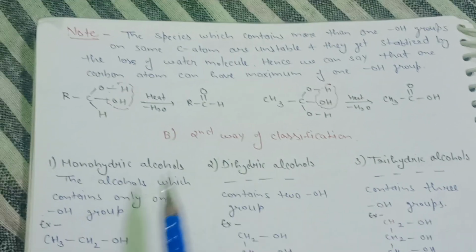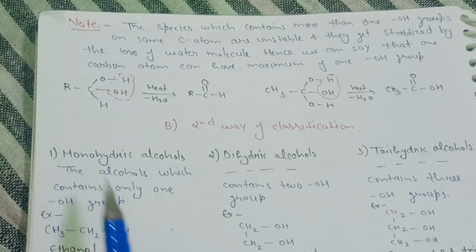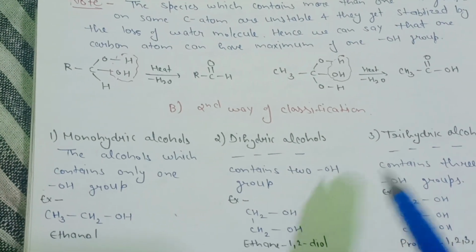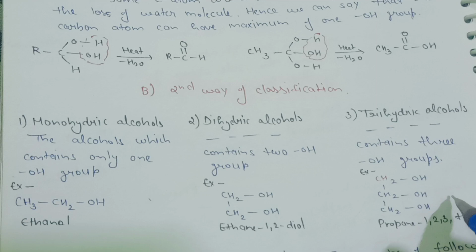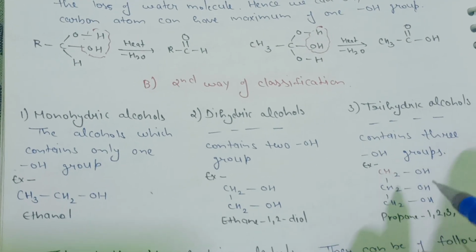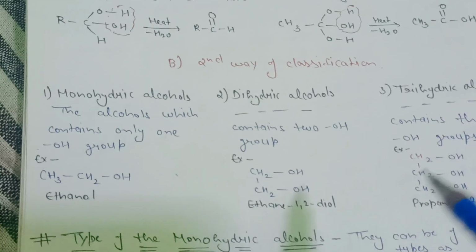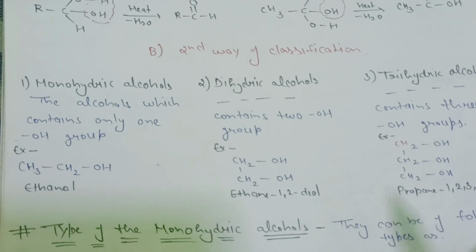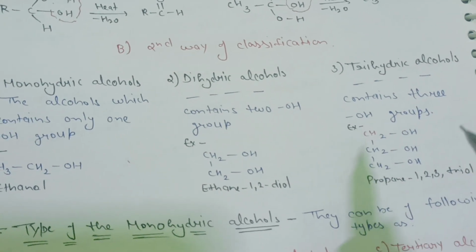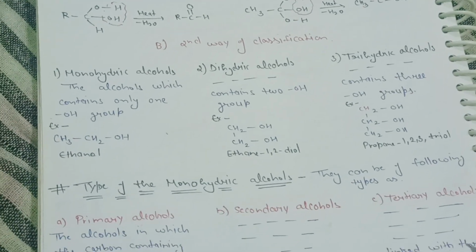Second way of classification: monohydric, dihydric and trihydric alcohols. Monohydric alcohols contain only one hydroxy group. Dihydric alcohols contain two hydroxy groups. Trihydric alcohols contain three OH groups. Example of a monohydric alcohol, ethanol. Example of a dihydric alcohol, ethane-1,2-diol or ethylene glycol. Trihydric alcohol, propane-1,2,3-triol or glycerol.